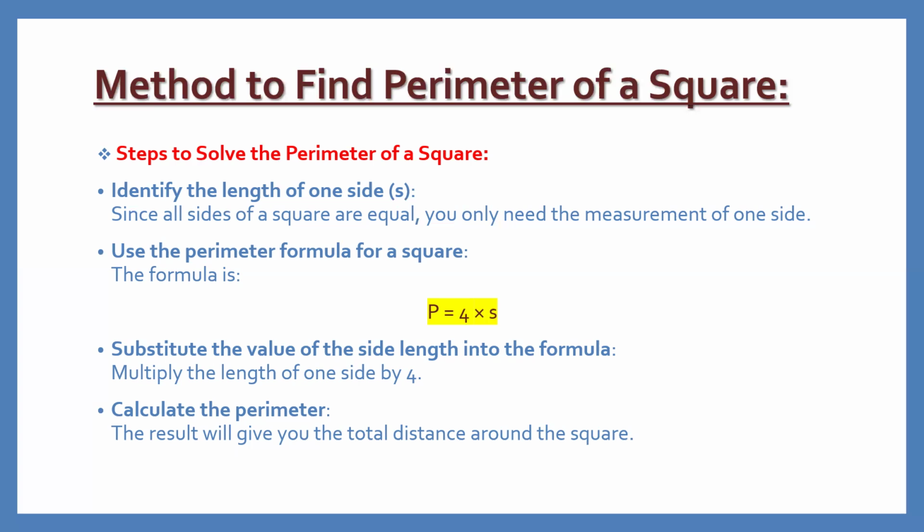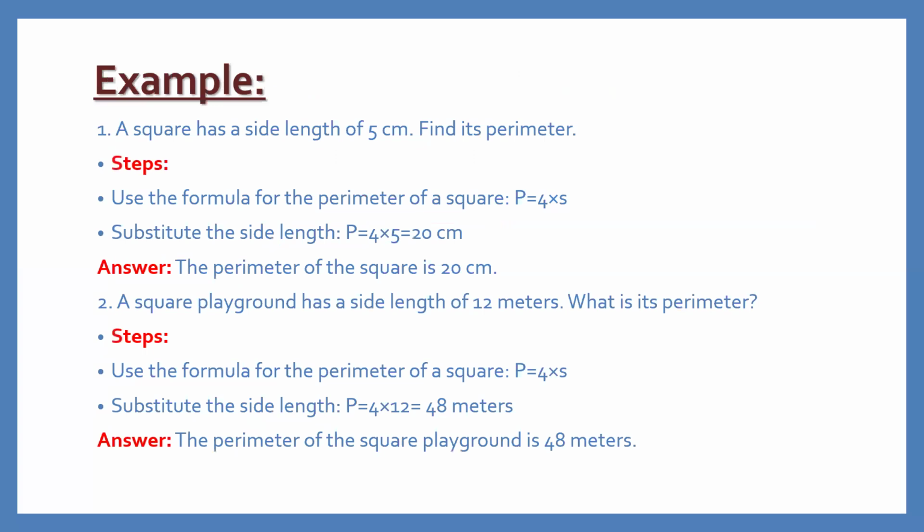Then you will substitute the value of S. You will calculate and find out the answer, that means the result for your given question. Then comes an example based on this method. The given question is the first one. A square has a side length of 5 centimeters. So you are asked to find its perimeter.